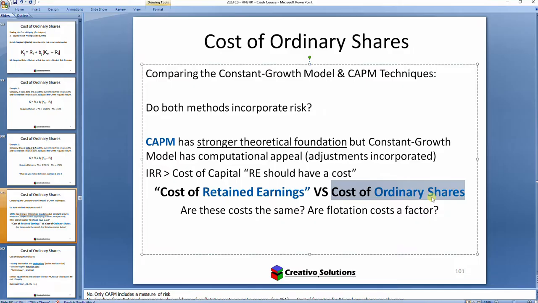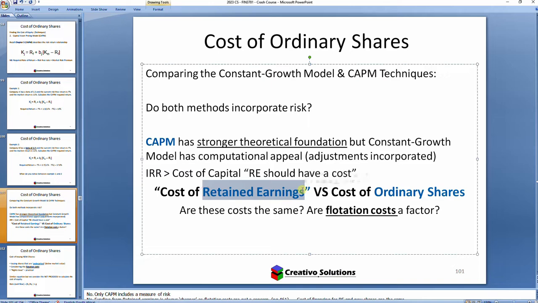Is there a cost? Yes. There always is. Those investment banks are not going to sell your shares so you can raise money for your company without charging you a fee. There will always be flotation costs. The textbook talks about retained earnings as having a cost that's similar to ordinary shares.